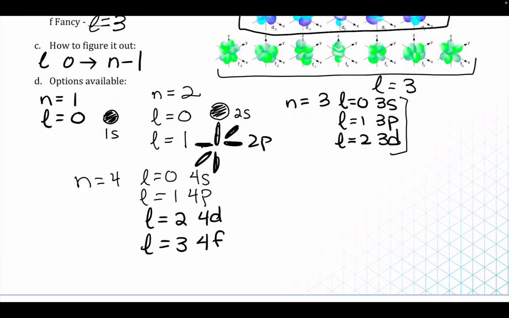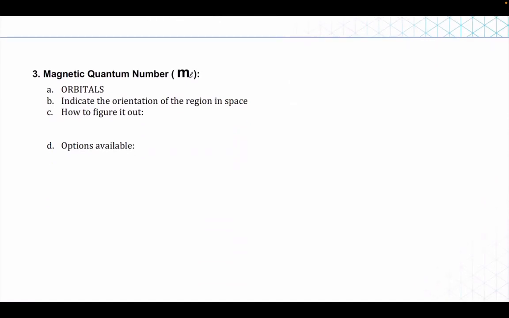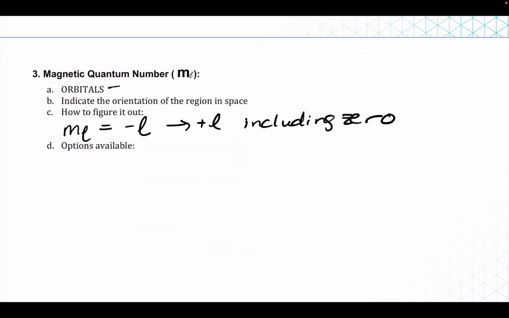I'm going to do the next quantum number. So there's 4. We've done 2. So the fourth one is the magnetic quantum number. It's m sub L. How do we determine it? It's negative L to positive L, including 0. And what does this one tell us? It tells us really how many orbitals there are. An orbital, remember, can hold up to 2 electrons. So it's really how many ways that shape can be in space.